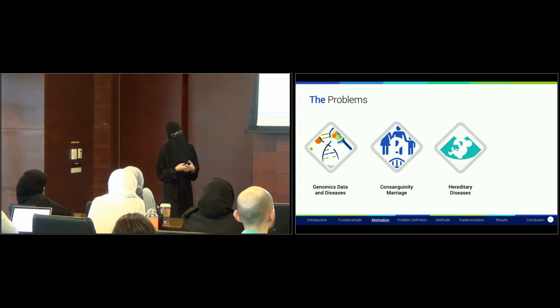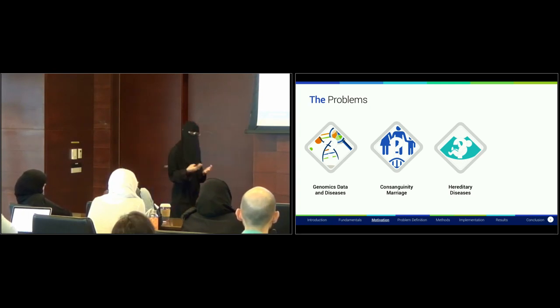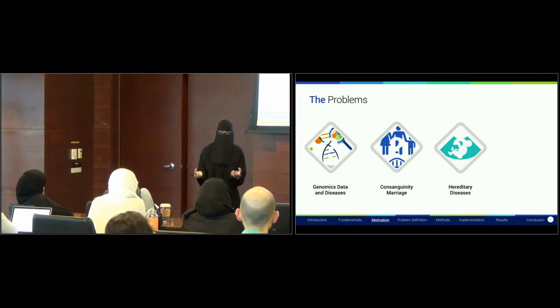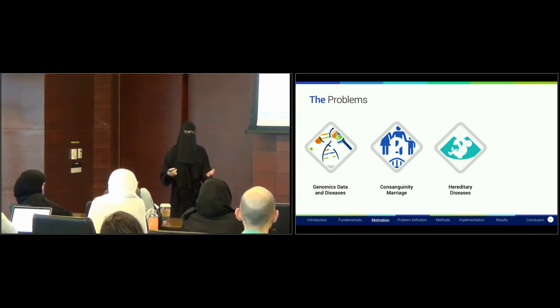As a response to this high rate of consanguineous marriage, the health ministries introduced mandatory genetic testing for couples before getting married, to identify individuals who are carriers of autosomal recessive disorders, or who have a predisposition to pass the disease on to their offspring.